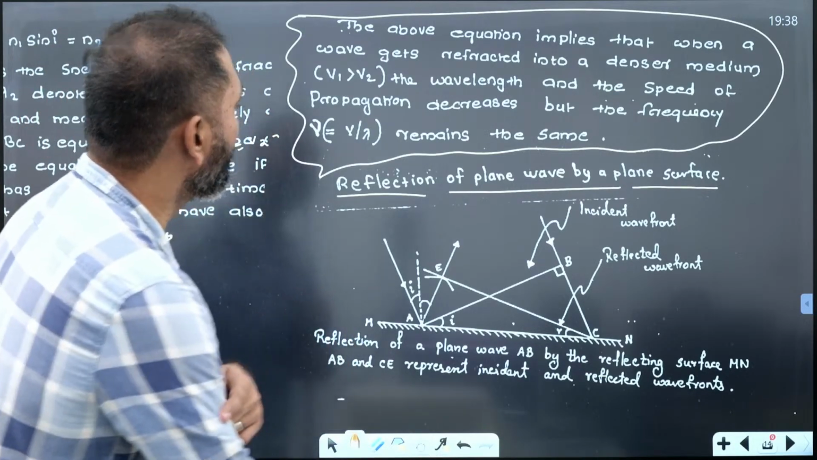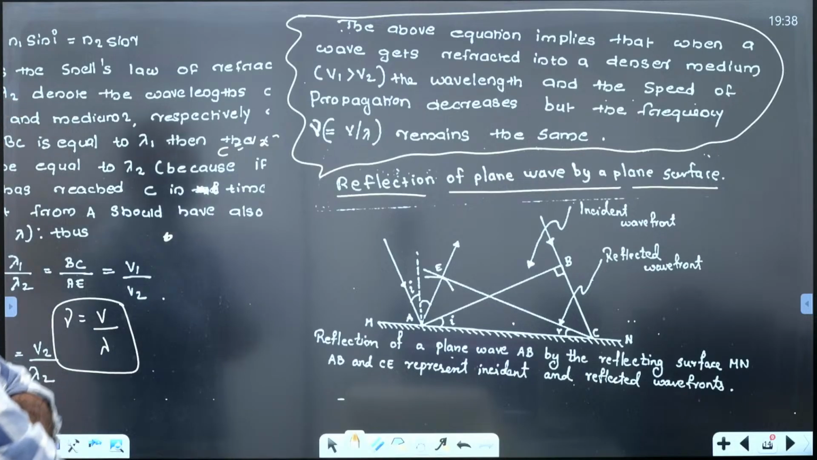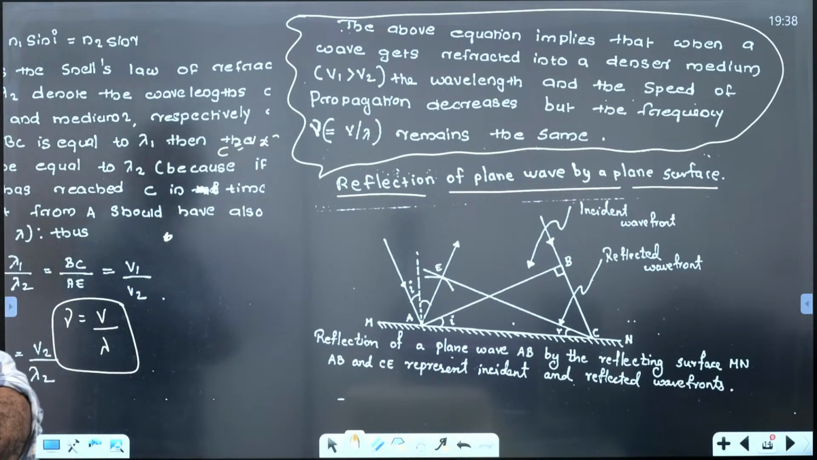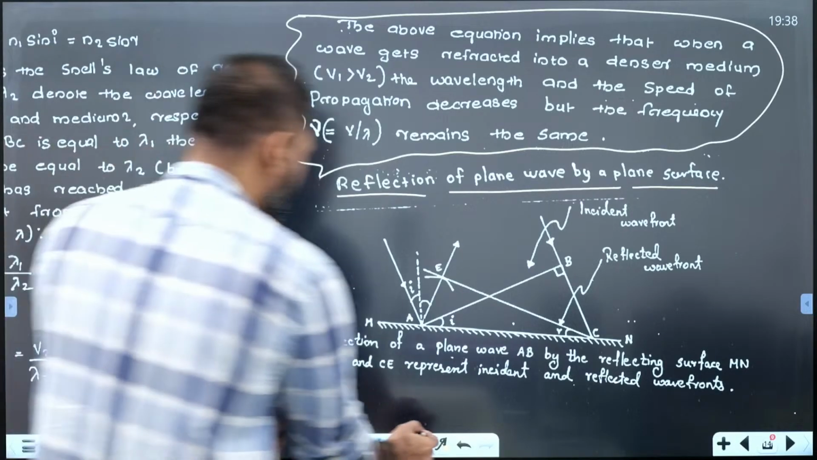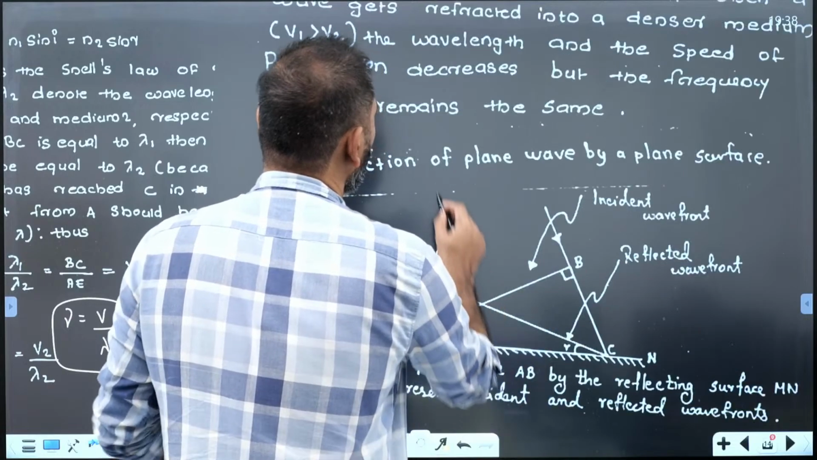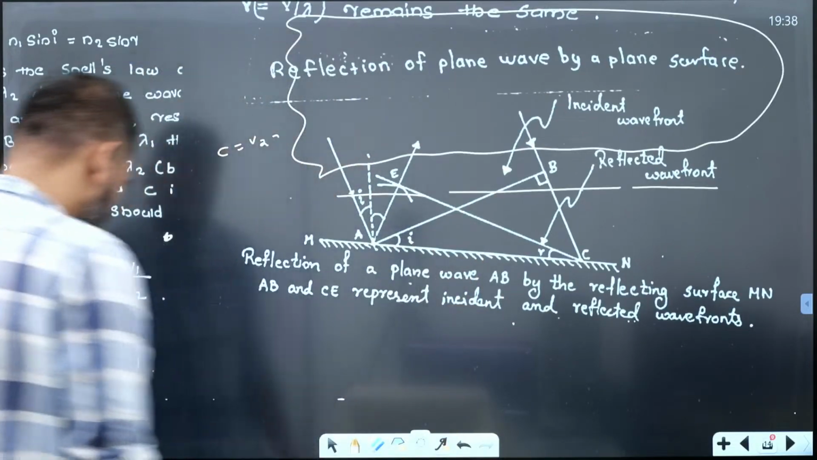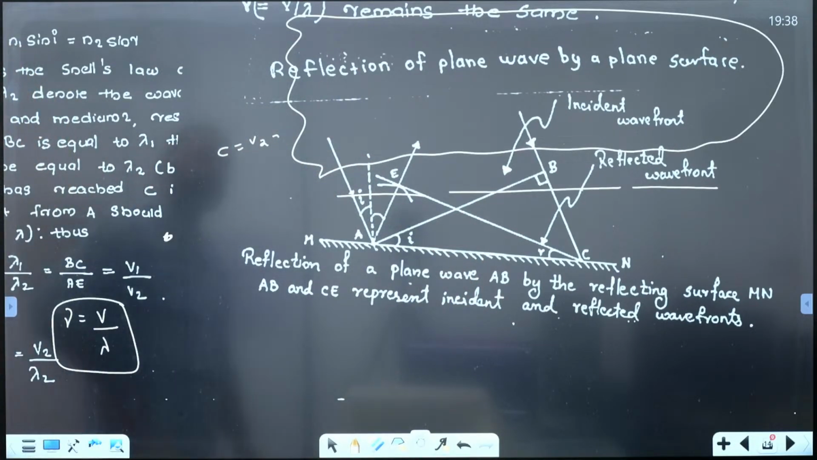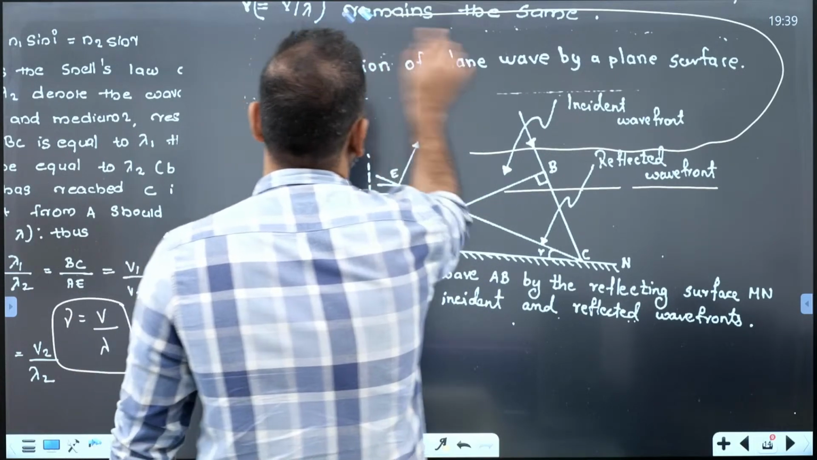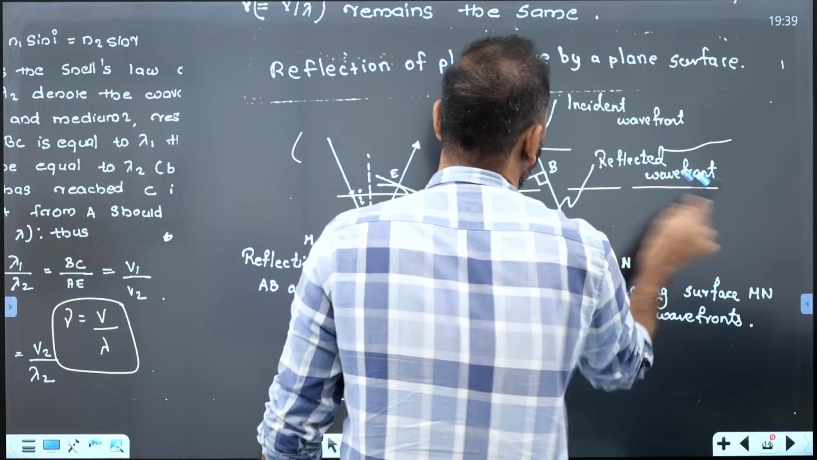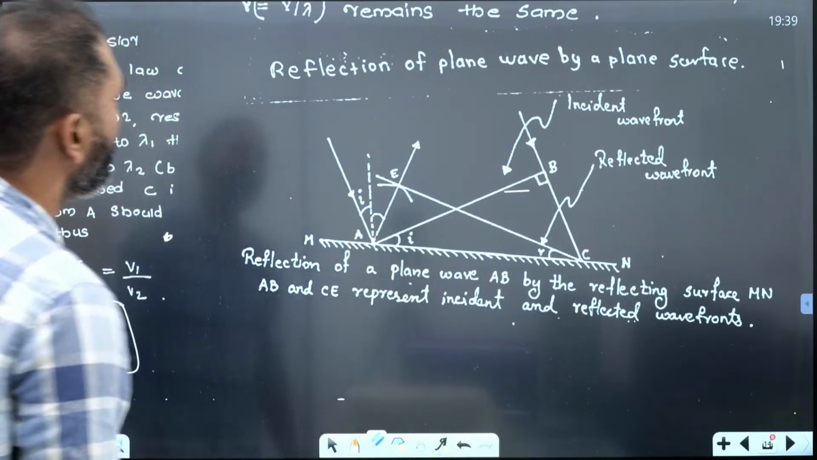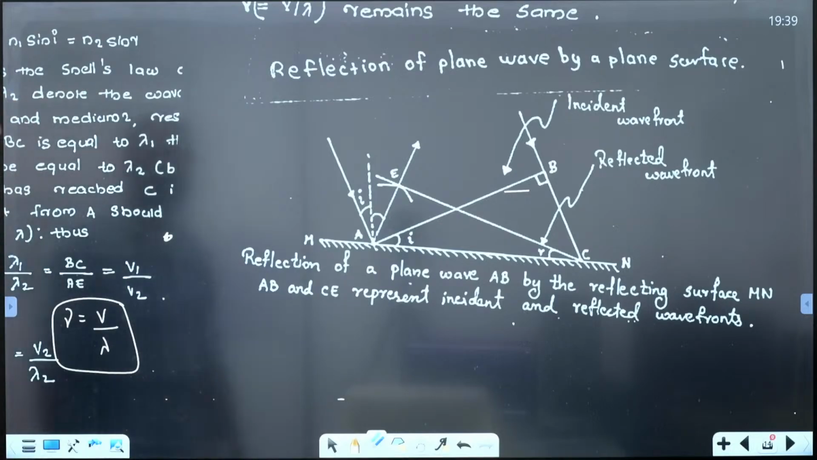Now what are we seeing? Reflection of a plane wave by a plane surface. What is our next topic? Reflection of a plane wave by a plane surface. This is our next topic. So first of all, you should draw the figure. Okay, reflection of a plane wave by a plane surface.